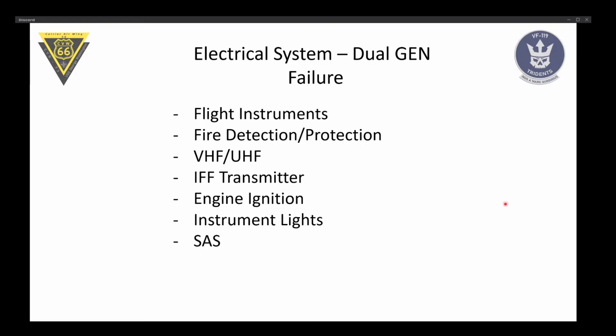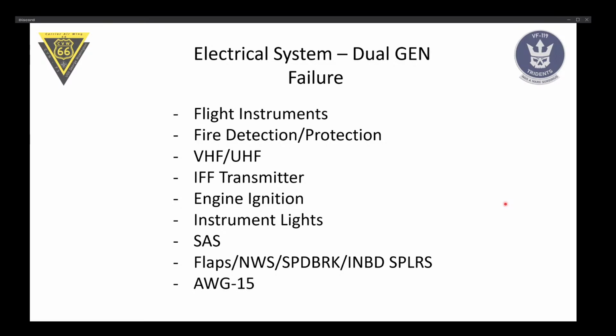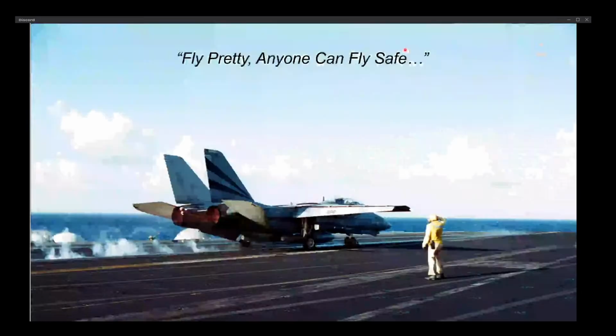The SAS, the stability augmentation system, also remains on, important for dogfighting or landing. And our flaps, nose steering, speed brake, and inboard spoiler controls also remain functional. The AUG-15, which is the stores management system, remains fine, so we can still jettison stores if we wish to, even if we have a dual generator failure.